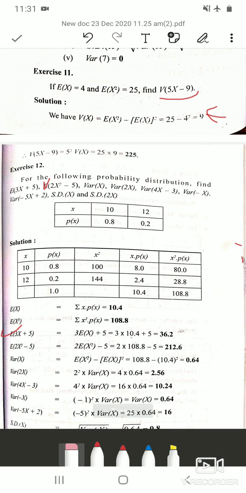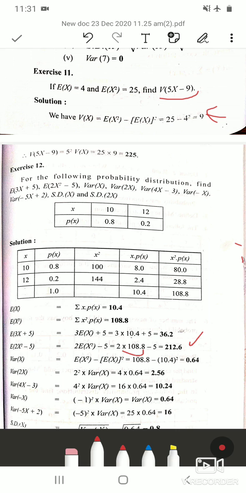So the next sub question is expectation of 2x square minus 5. So we can write this as 2 into expectation of x square minus 5, which is of the form expectation of ax minus b, which is a into expectation of x minus b. So here in place of expectation of x, we have expectation of x square. So therefore 2 into expectation of x square minus 5, that is 2 into, we have expectation of x square value as 108.8. So 2 into 108.8 minus 5, which is 212.6.